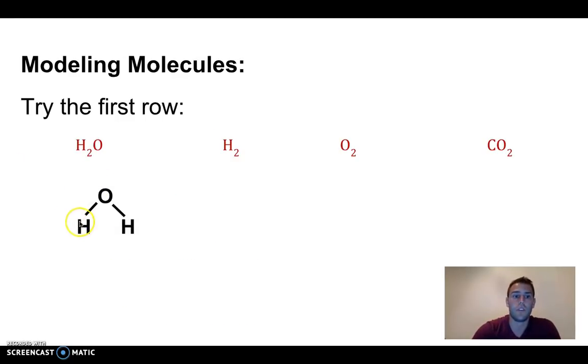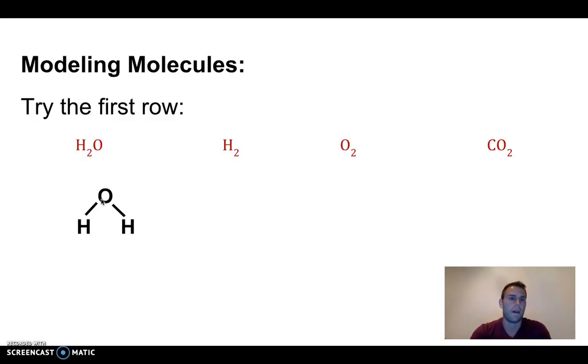It looks like this hydrogen atom only has one bond, so awesome. This hydrogen atom only has one bond, awesome. And this oxygen atom is making two bonds, perfect. I've hit those HONC rules. All right, so this would be how a water molecule is structured.